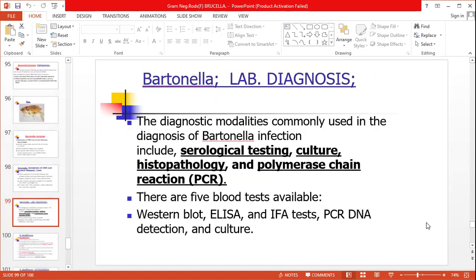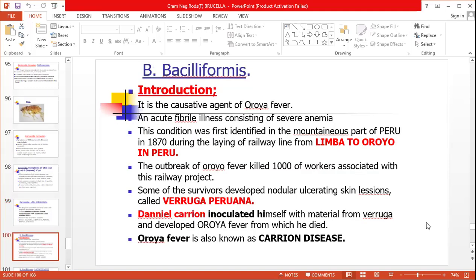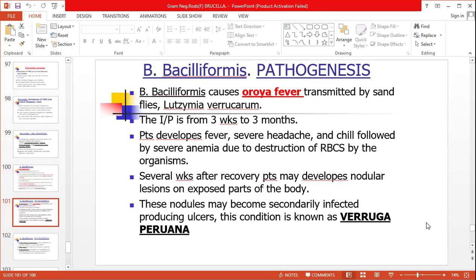The lab diagnosis: serological testing, culture, histopathology, and PCR. Bartonella bacilliformis is the causative agent of Oroya fever, an acute febrile illness with severe anemia. It is transmitted by sandflies, with an incubation period of 3 weeks to 3 months. These nodules may become secondarily infected, producing ulcers. This condition is known as verruga peruana.